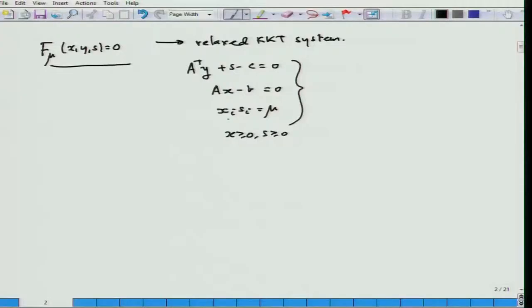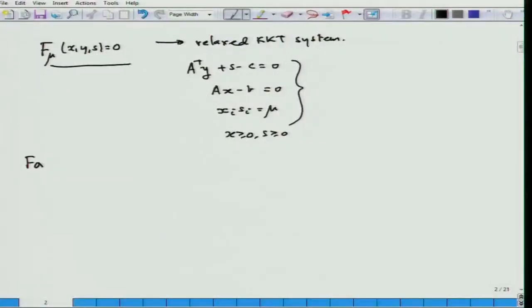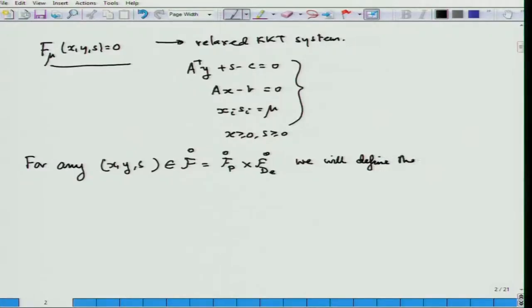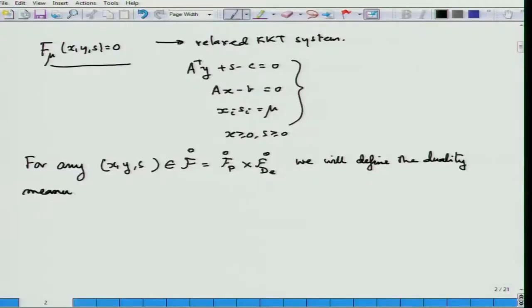As I told you, it is very difficult to really satisfy this equation. So, you want to find some solution which will approximately satisfy this, meaning that x_i s_i for every i need not be equal to mu, but some number very near mu, and that would be enough for our purpose. So, for any x, y, s which is in F naught, which is nothing but F naught p cross F naught d, we will define the duality measure. The final approximate solution will not give me x_i s_i equal to mu, but I will try to see, on average, what is the value taken up by the product. So, we will define the duality measure tau as follows.